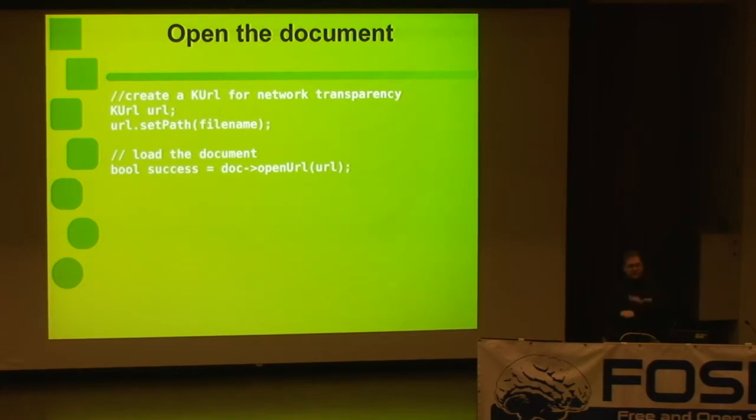So the set of documents we can read is extensible. We just have a document, it's empty. Now we want to load it. We load it from a URL. Loading from a URL means we are loading it network transparently. Whether you want to load from the hard disk of your laptop or from a website, it will work.